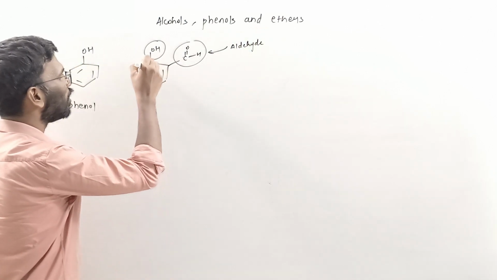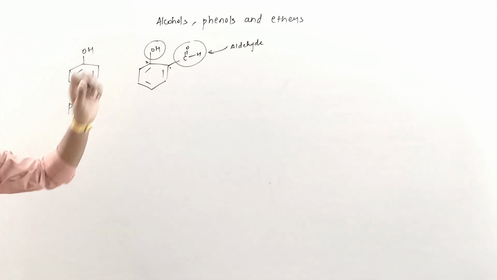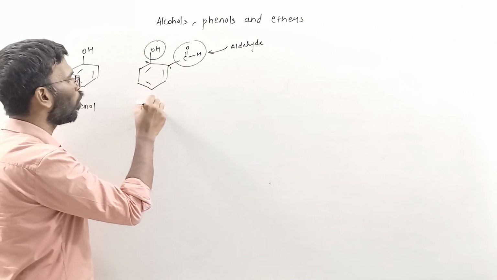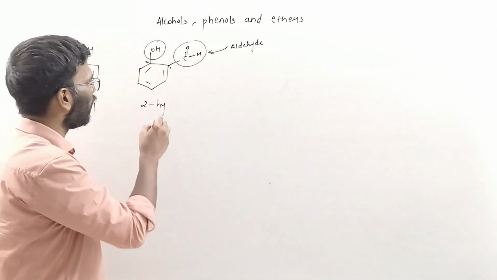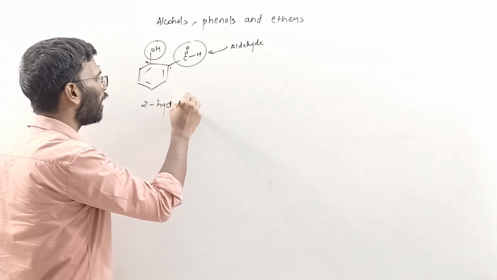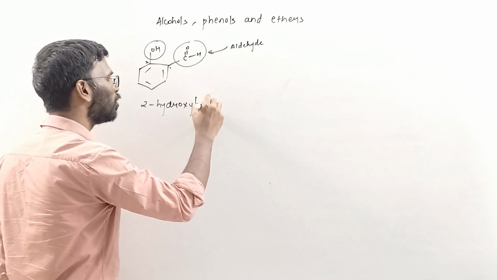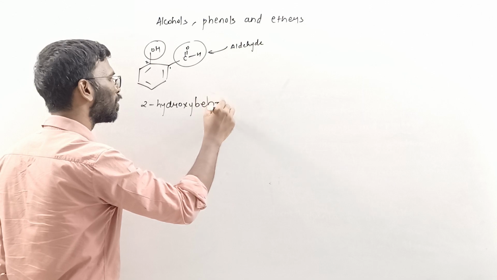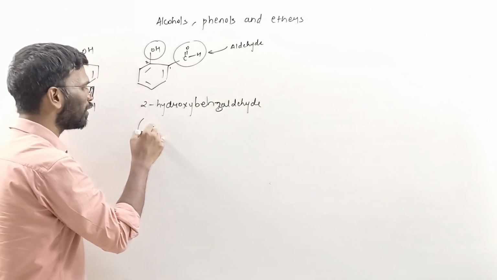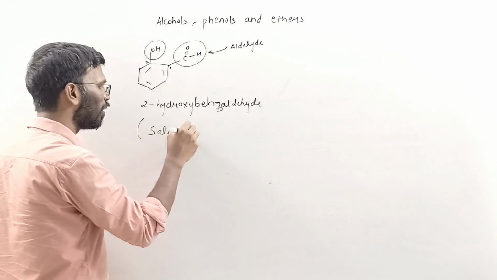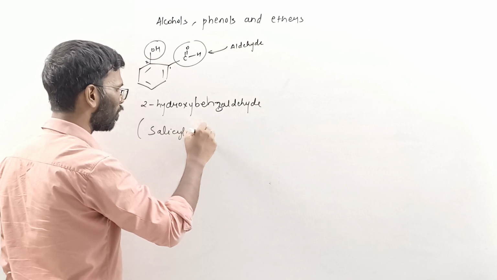Okay, so now this is my first position, this is second. I'll choose this to be a substituent. So naming will be 2-hydroxy. When OH is acting as a substituent, we call that hydroxy. 2-hydroxy, benzene and aldehyde. So this is called 2-hydroxybenzaldehyde, also known as salicylaldehyde.